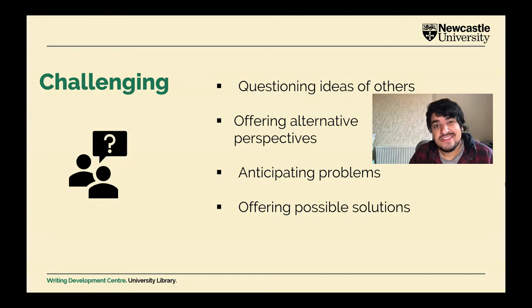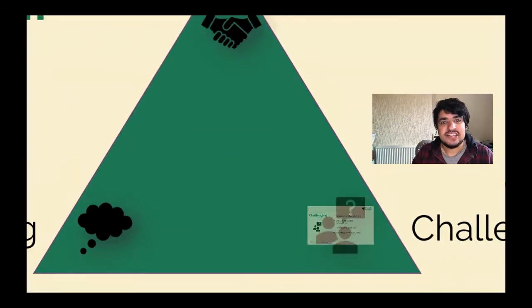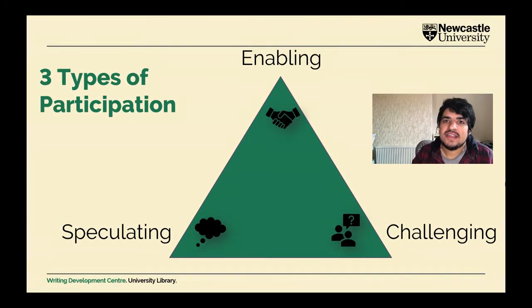One way you can do this is by offering up a possible solution to the issue that you've just raised, or even just a starting point to a solution, because it basically shows that you're both on the same side, that you both want to reach a solution through further discussion. And in this case, we can see how challenging can often overlap or occur in combination with speculating. So those are the three main types of seminar participation: speculating, enabling, and challenging.